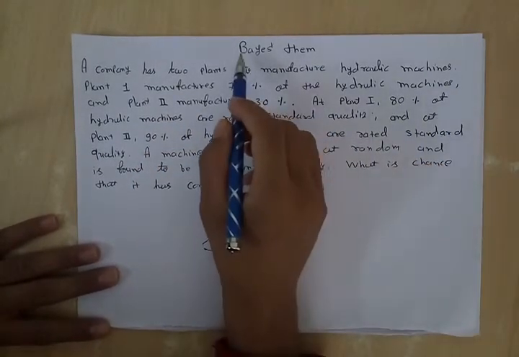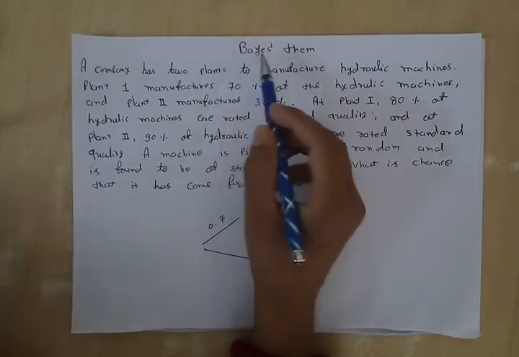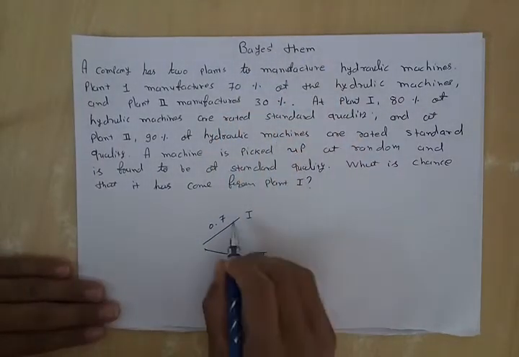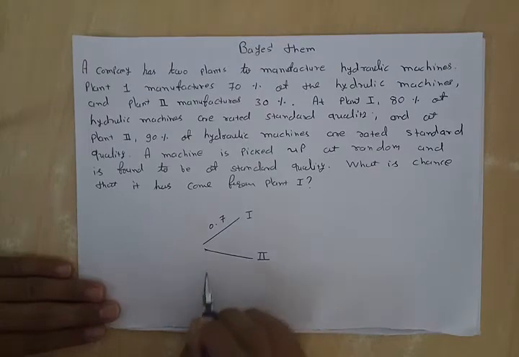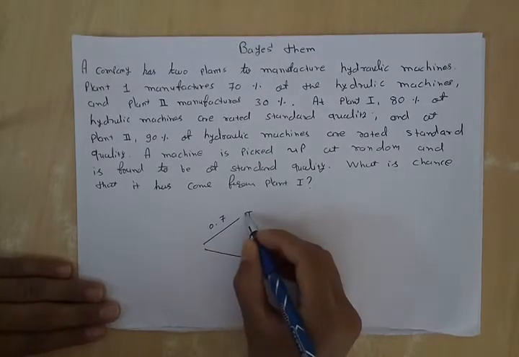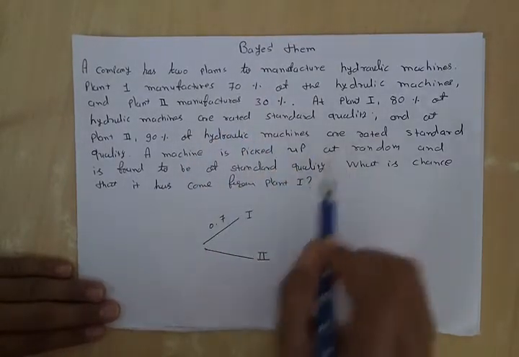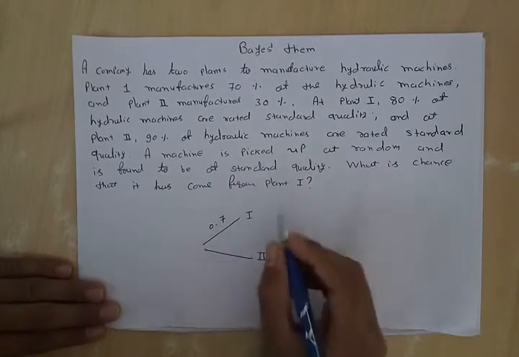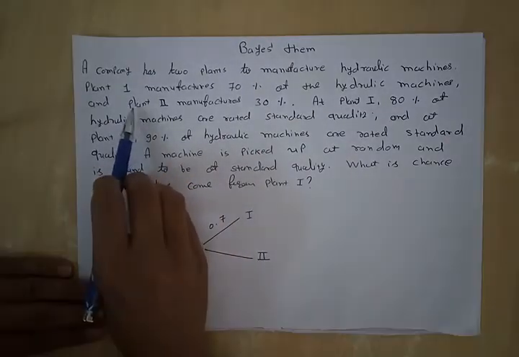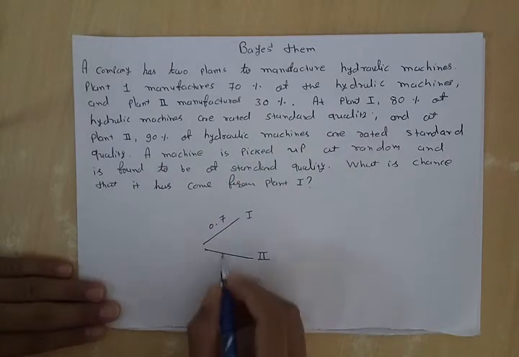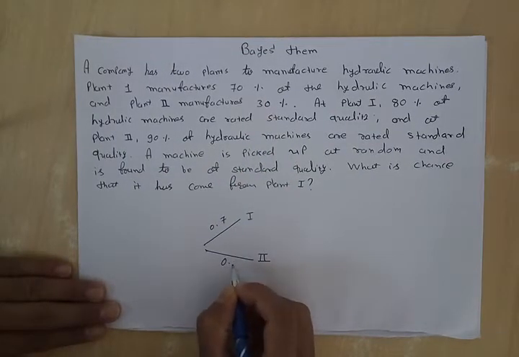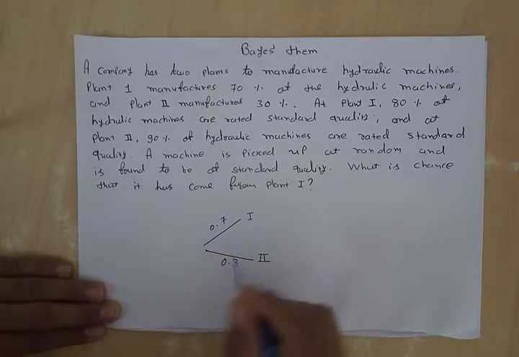Now in every example related to Bayes theorem, you have to create this type of tree diagram. So plant 1 produces 70% of total machines, so it is 0.7, and plant 2 produces 30% of total machines, so we'll write 30%, that is 0.3 for plant 2.